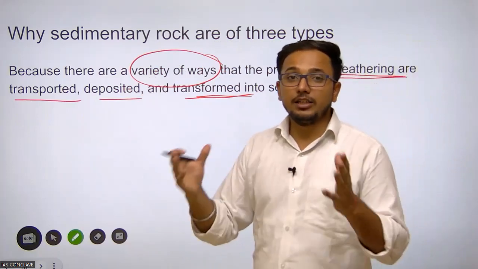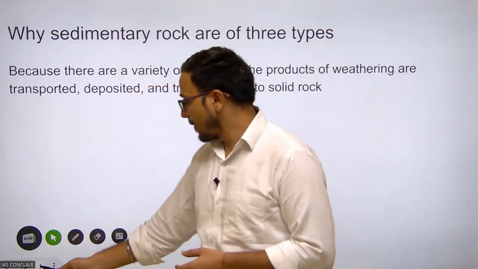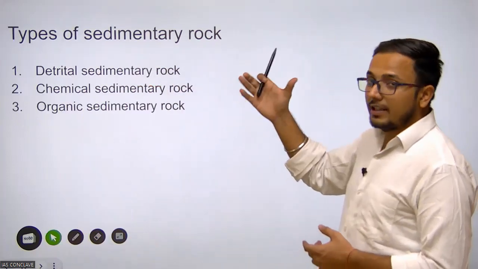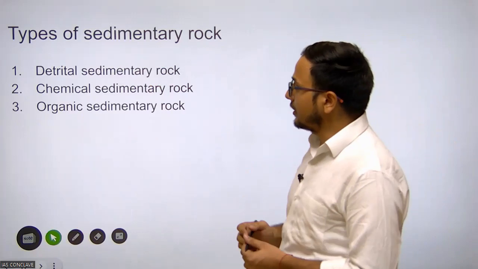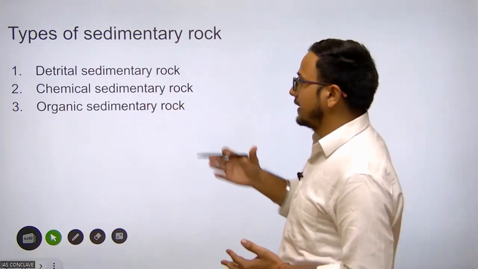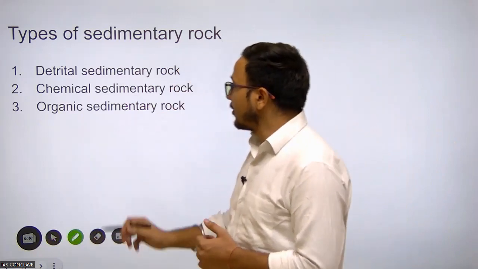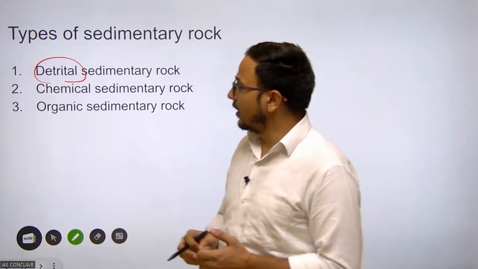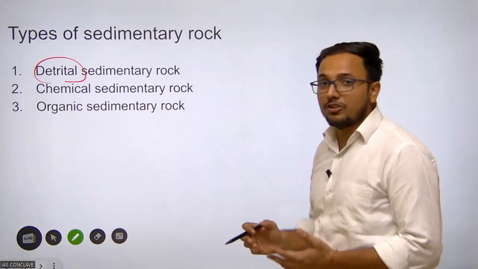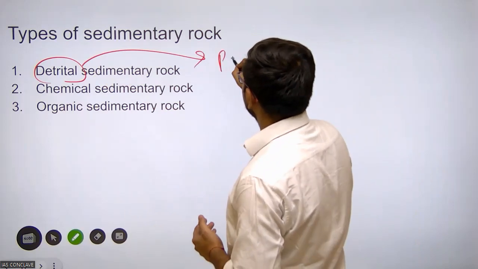So what are these three types of sedimentary rock? Let's look. The first is detrital sedimentary rocks, then chemical sedimentary rocks, and organic sedimentary rocks. What are detrital sedimentary rocks? If you look at the dictionary definition, detritus means particle size.